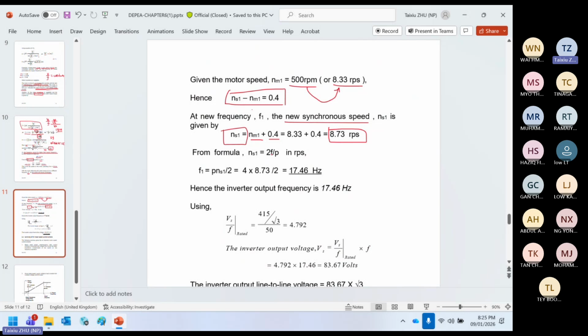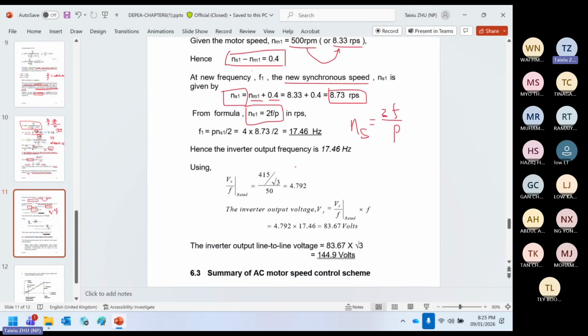Then from here we can tell the frequency. Now this one is a formula. NS1, the synchronous speed, is equal to 2F over the number of poles, divided by P. This part of the question is quite hard actually. So from here you can tell. Now, if this is the case, your inverter frequency should be 17.4 hertz. So that is the requirement from the inverter.